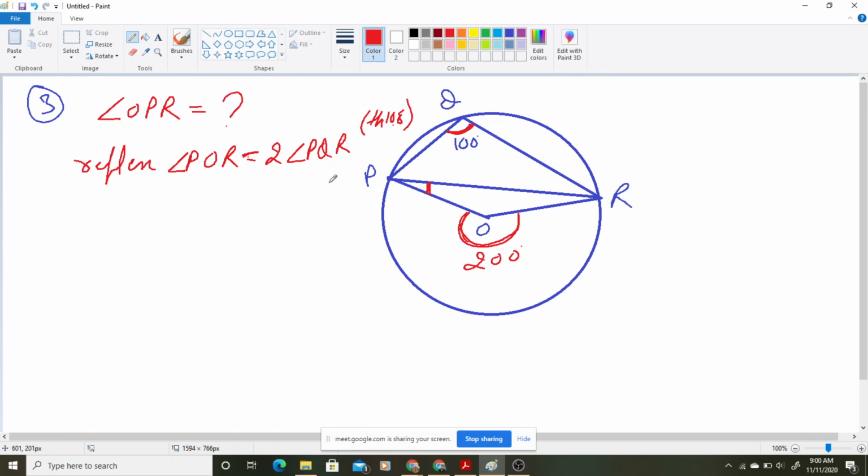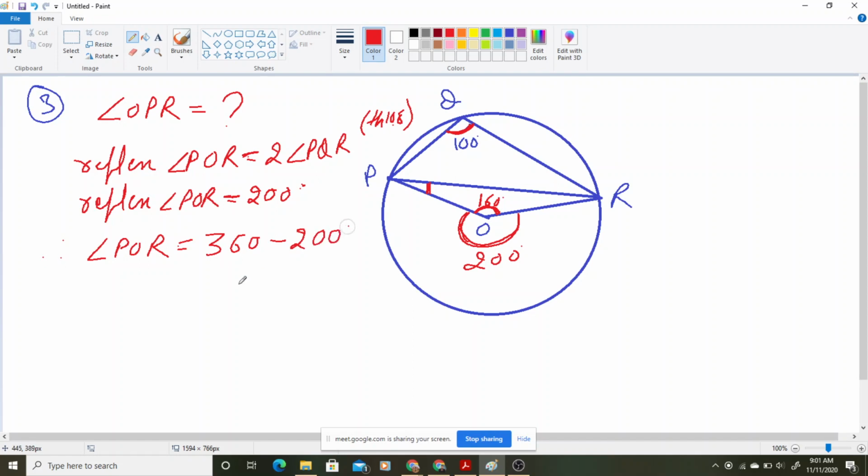Then reflex angle POR will be how much? Reflex angle POR will be 200 degree. If reflex angle POR is 200 degree, that means this angle will be how much? It will be 160. So therefore you can write angle POR is equal to 160 degree. 360 minus 200. Okay, so it will be 160 degree.